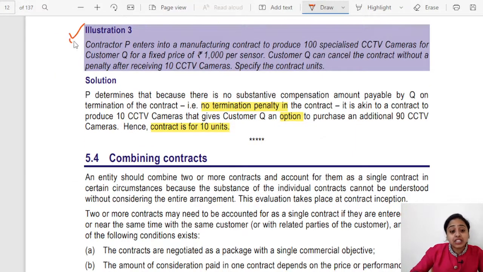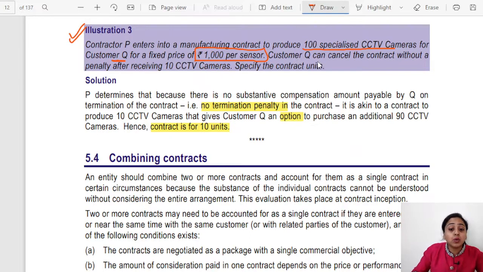Reading these illustrations is very important. Contractor P enters into a manufacturing contract to produce 100 specialized CCTV cameras. Okay, there is a contract that it will be manufacturing 100 specialized CCTV cameras for customer Q for a fixed price of rupees 1000 per sensor. Okay, rupees 1000 per sensor.